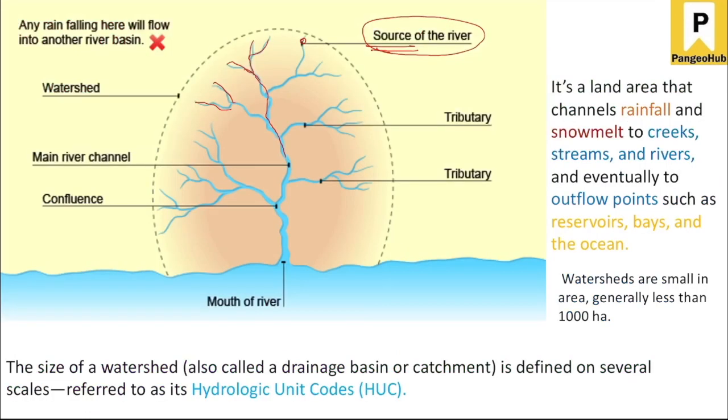Here, if you see in the figure, the distributaries are generally developed at the mouth of the river. The mouth of the river is where the river joins with the sea or ocean.